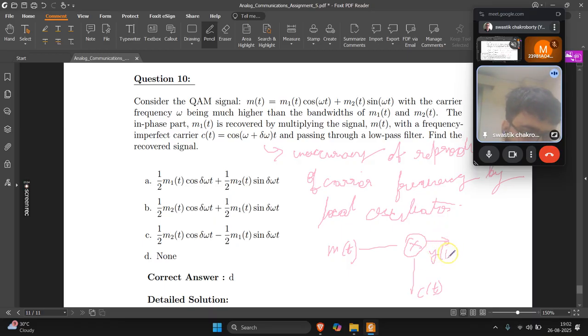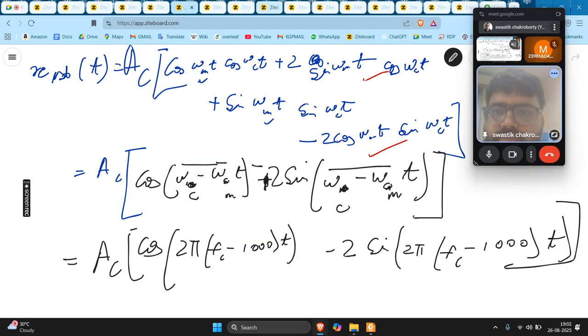That signal is getting filtered by an LPF. Let's say the intermediate is h(t) and the output is y(t). So after filtering h(t) you have y(t). It is saying that this y(t) is the recovered signal, so find y(t). First we will get h(t), which is the product of m(t) and c(t).